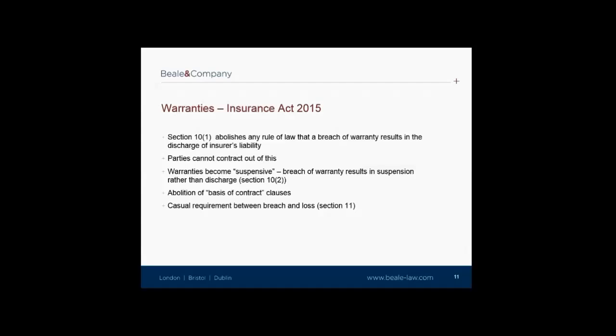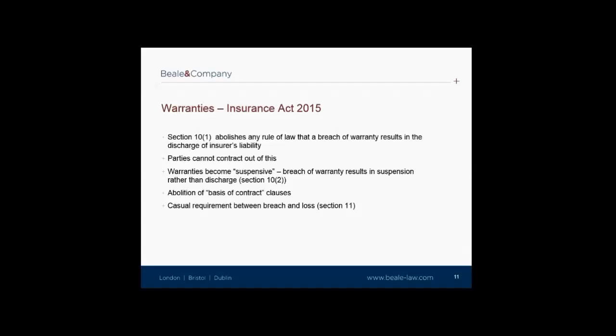As such, there are 3 key changes. Firstly, the Act abolishes basis of contract clauses. They will no longer be valid and parties cannot contract out of this. Secondly, warranties will become suspensive conditions, meaning that a breach of warranty suspends cover until the breach is remedied. This means that a breach of warranty results in suspension rather than discharge of the insurer's liability, so that if the breach is remedied before the loss, then it has no impact on the insurance.